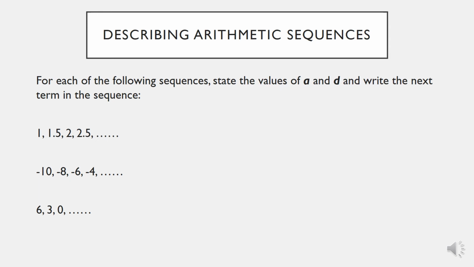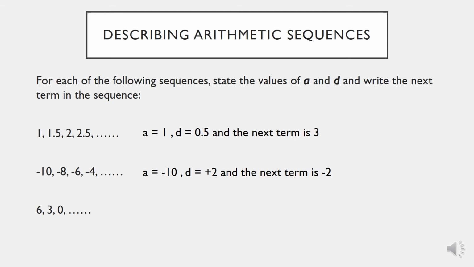Okay, for the first sequence, did you get A equals 1, D equals 0.5, so it's only going up by a half each time, and the next term then would be 3, going plus 0.5 each time to the previous term. For the second one, did you get A equals minus 10 and D is equal to plus 2, or just 2, all right?